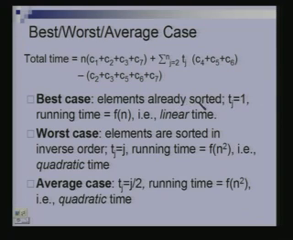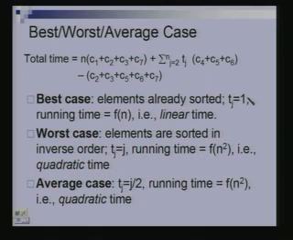So, if the input was already sorted, T sub j is always 1. I just have to compare the element with the last element, and I will immediately see that it is larger than the last element, and so I would not have to do anything at all. So, T sub j is always a 1 if the input is already in increasing order.